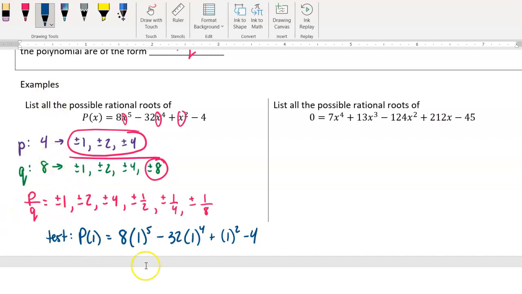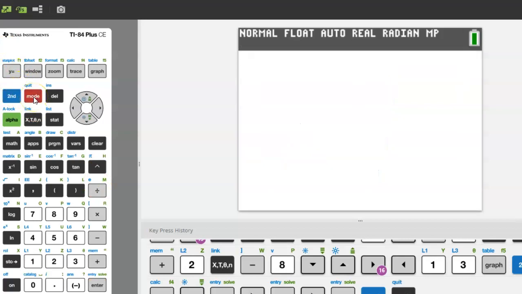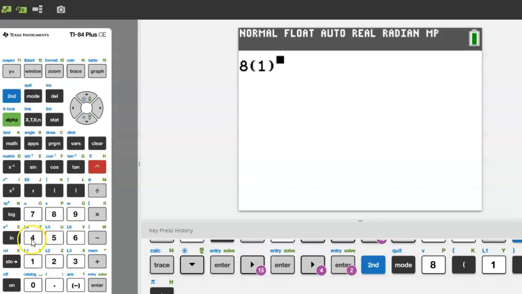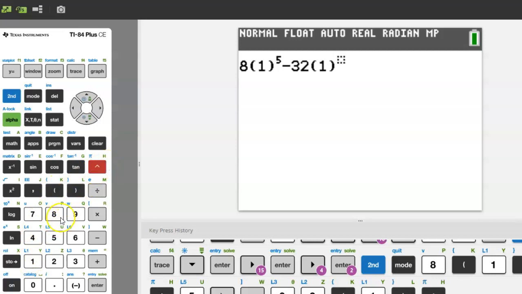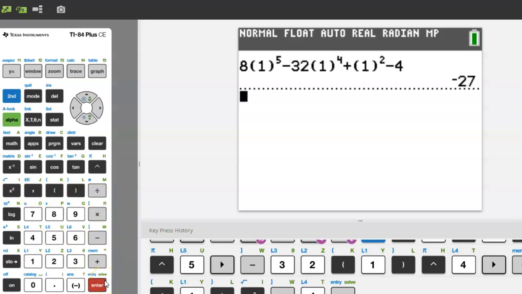Now this might be easy enough to do without a calculator, but let's do this on our calculator. So I'm going to go to a calculator screen. Again, we're going to type that in exactly as you saw it in our notes. We do 8 and then in parentheses 1 and then to the 5th power. Make sure you arrow over. And then we go minus 32 and then in parentheses 1 again, and this is to the 4th power. Arrow over to get the cursor back down again, and then plus 1 squared, so put 1 in parentheses and then square it, and then minus 4. So we do that, we get negative 27 as our answer.